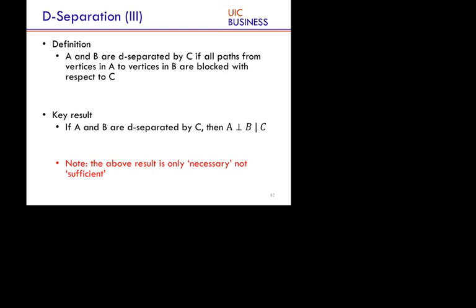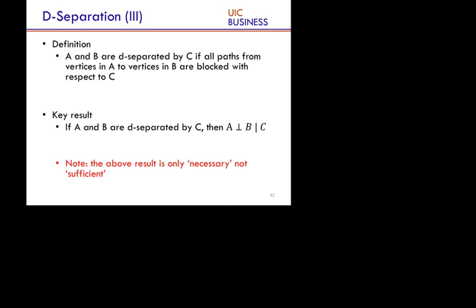First, A and B are d-separated by C if all paths from vertices in A to vertices in B are blocked with respect to C. So I just defined for a pair of nodes there will be a path between them, whether it's blocked or not. I just told you in the previous slide. Now for every pair of vertices in A and B, if they are blocked with respect to C, then I call A and B d-separated. It's just an additional attribute I'm attaching to the sets.